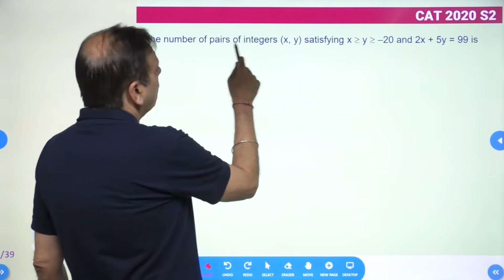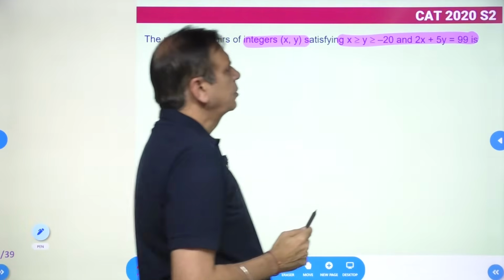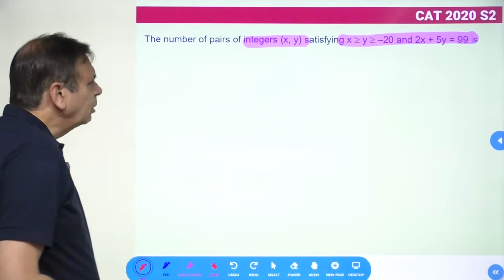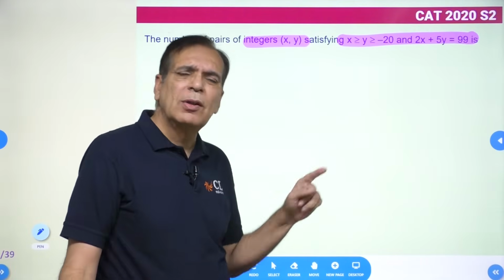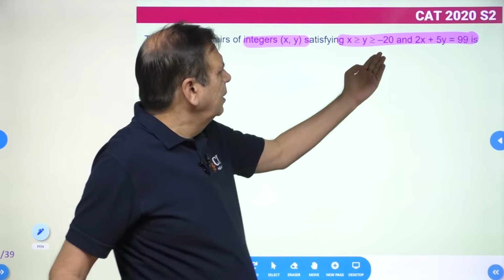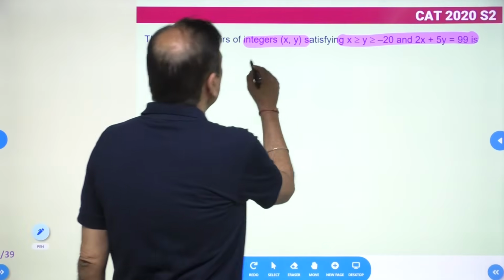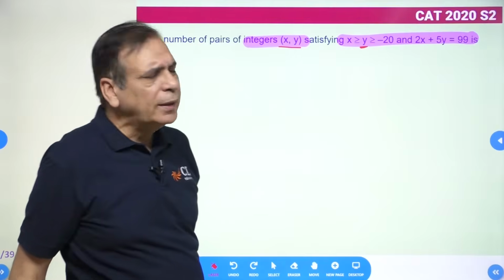The number of pairs of positive integers x, y satisfying these two equations are how many? Now, there is a linear equation and also an inequality, and people get confused, but these are questions where you have to start from one extreme and reach the other extreme. We want to find the number of pairs; the smallest possible value of y is minus 20.